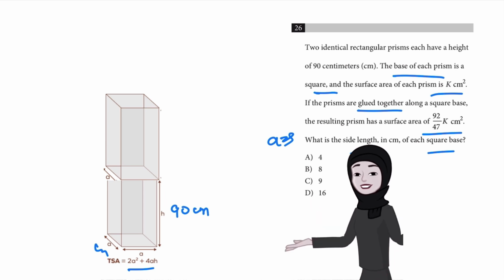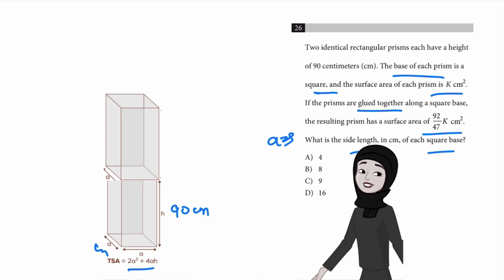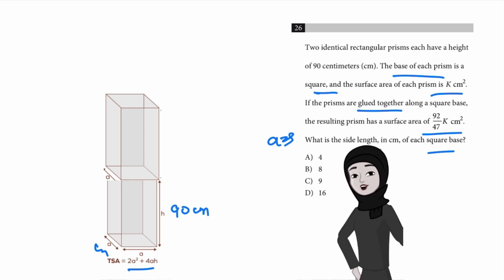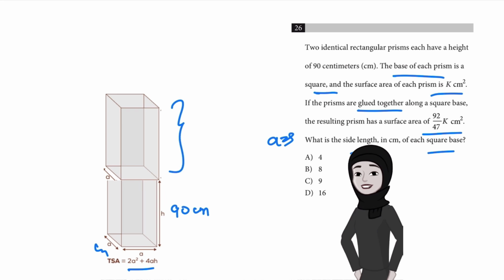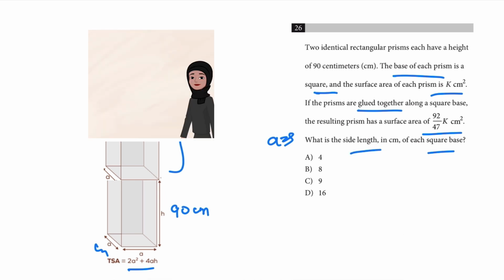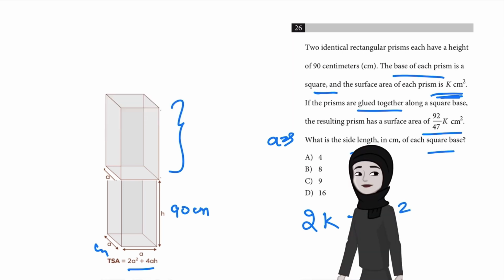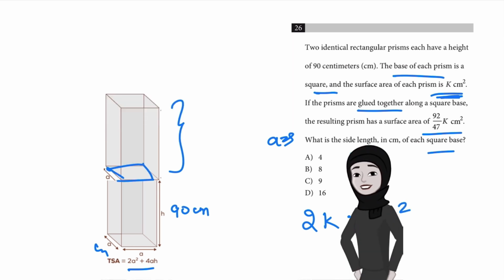If a represents the side length in centimeter of each square base and the two prisms are glued together along a square base, the resulting prism has a surface area equal to twice the surface area of one of the prisms, minus the area of the two square bases that are being glued together. In other words, I will do 2k, because k is the surface area of each prism, and I have to also subtract 2a squared because this part got glued together.